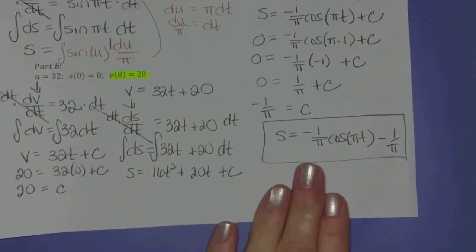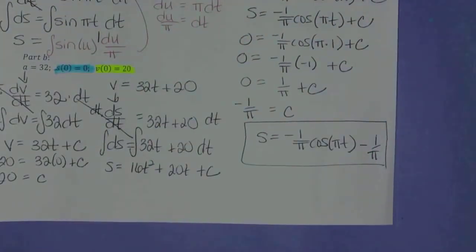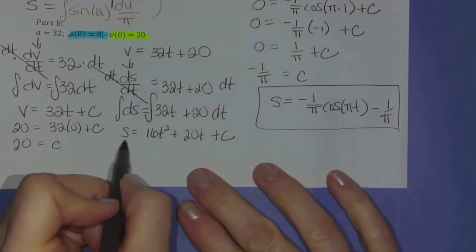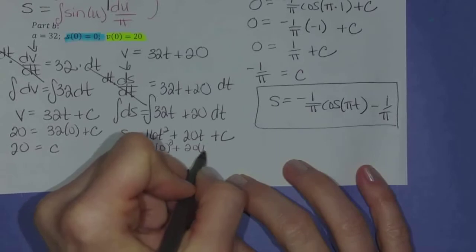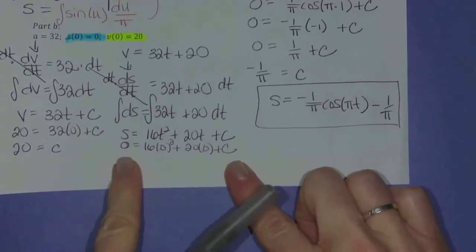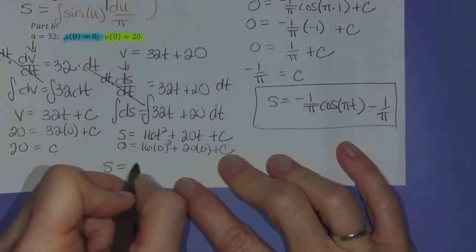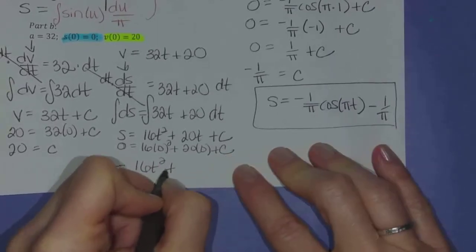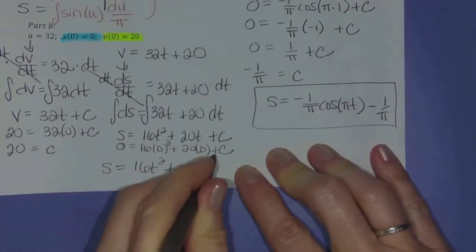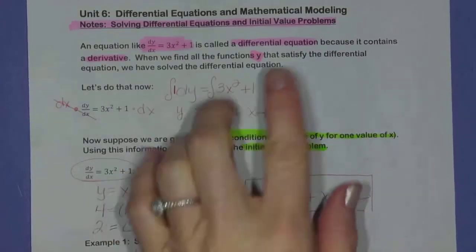And then I'm going to use my other condition, s of 0 equals 0. And you can see that if this is 0 and these are zeros for the time, then c is just going to equal 0. So my final answer for s is 16t squared plus 20t. Final answer. So that is how you solve not only a differential equation, but also an initial value problem.